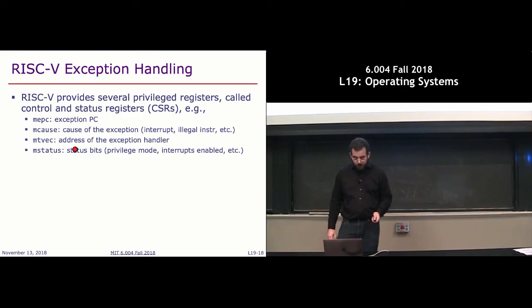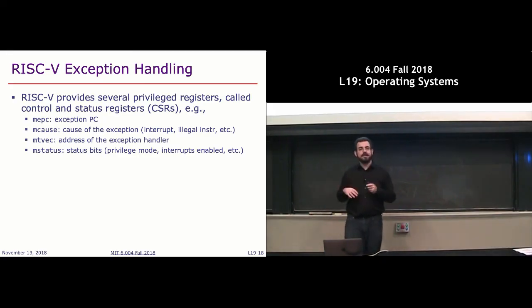So here are some famous CSRs, although there are many. The first is MEPC. All of these begin with M, and that stands for machine level. This is the EPC, the exception PC, the PC of the instruction where the exception triggered. Then mcause, which is the cause of the exception. mtvec is the address of the exception handler, right? This is something that the OS sets so that when an exception happens, the processor jumps to the address that's stored in that register.